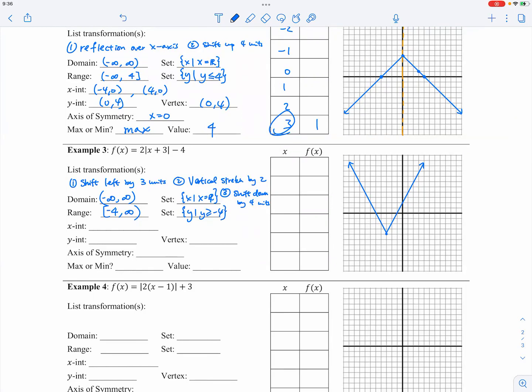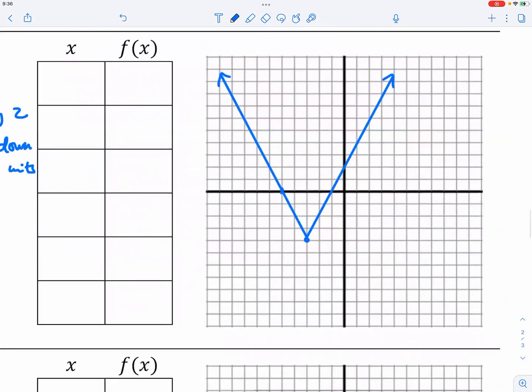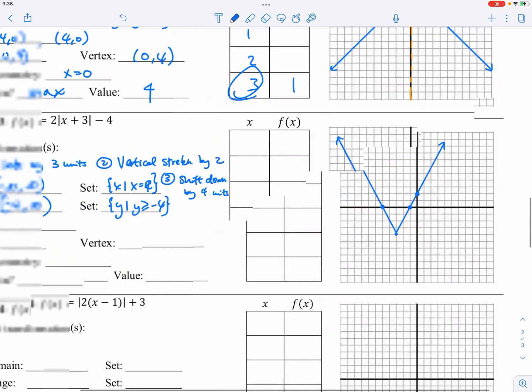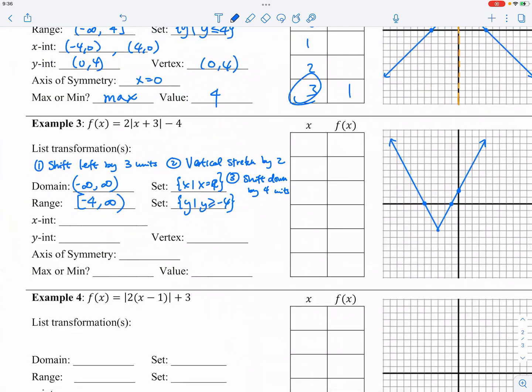X-intercept would be, let's take a look here. We have 2 nice points right here for the x-intercept. We have the nice point here for y-intercept. So x-intercept would be -1, 0. And then we have -5, 0. Y-intercept would be 0, 2. Axis of vertex would be -3, -4.